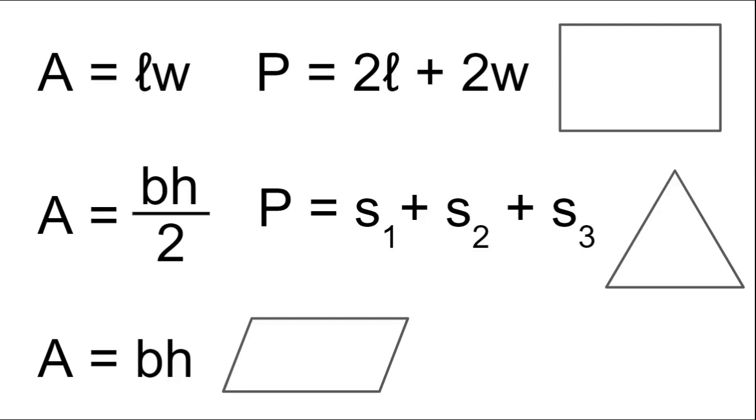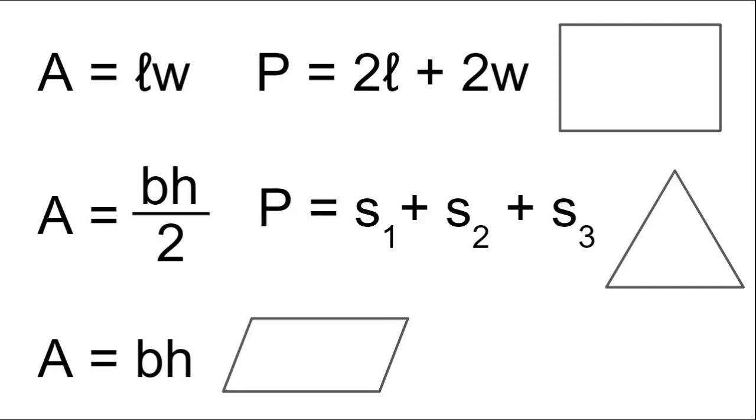So as you can see, the formula for the area of a rectangle is area equals length times width, and for perimeter, it's perimeter equals 2 length plus 2 width. For a triangle, the formula for area is area equals base times height divided by 2, and for the perimeter it is side 1 plus side 2 plus side 3. And lastly, for a parallelogram, the formula for area is area equals base times height, and for the perimeter, it's basically the same as a rectangle, 2 length plus 2 width equals perimeter.